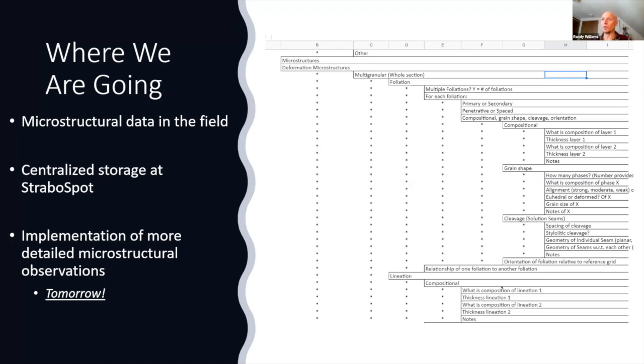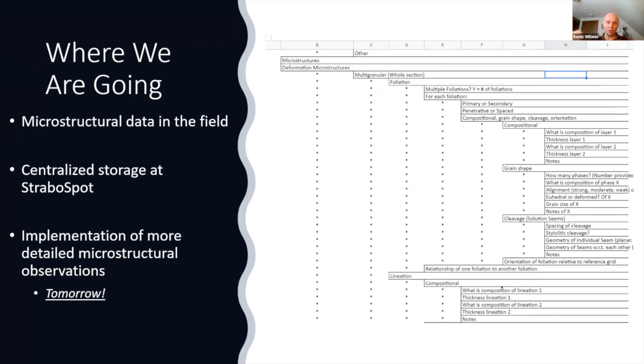Where we're going, of course. So currently in the Strabo Micro app, you're able to look at microstructural imagery and make a connection to the field context, and get that connection instantaneously. Eventually, as Doug mentioned, we're going to get to the point where you can also see microstructural data on the mobile application in the field. That's somewhere we're going to be heading.